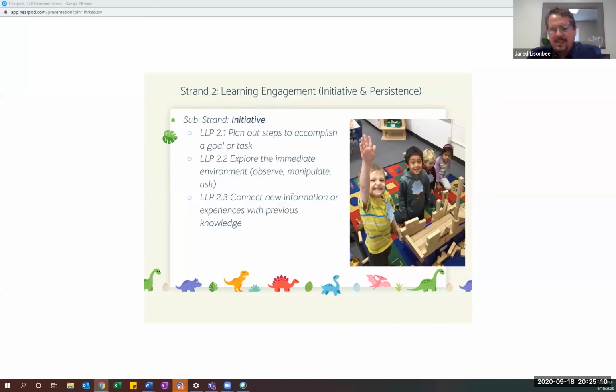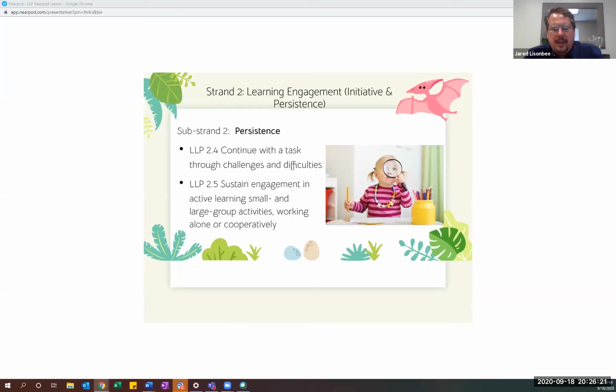The next one is the persistence substrand. Those are: continue with a task through challenges and difficulties, and sustain engagement in increasing ways. Persistence has the goal of building learners who are not afraid of challenges. I've noticed with young children, a lot of times, I don't know if it's cultural or societal changes, but a lot of times children are afraid of failure. It's like, oh, I can't do it. It's like, I can't remember where this goes. I can't put this away or whatever.